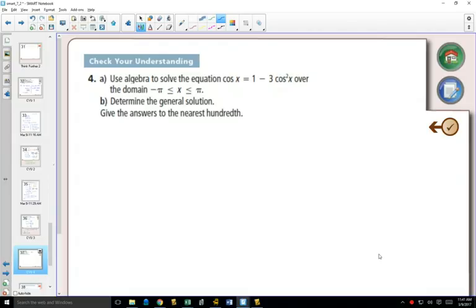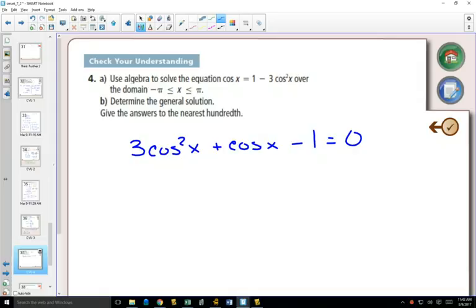The first thing you're going to do is set one side equal to 0. So if I move everything over to the left-hand side, add 3 cos squared to both sides, subtract 1 on both sides, I make it equal to 0. And at this point, you might say, I either can factor this to try to solve this, and if I can't factor this, I'm going to need to use my quadratic formula.